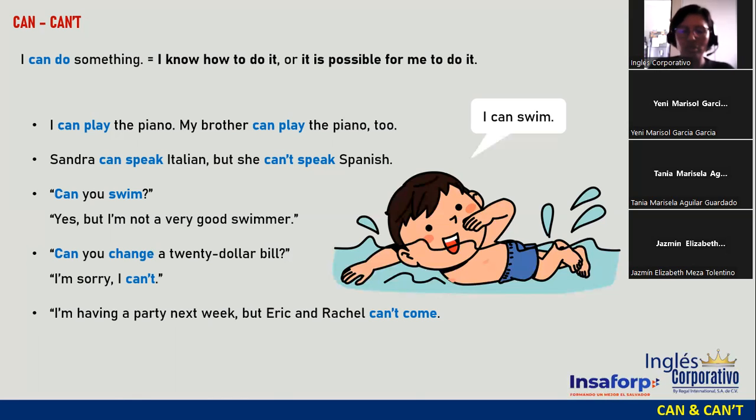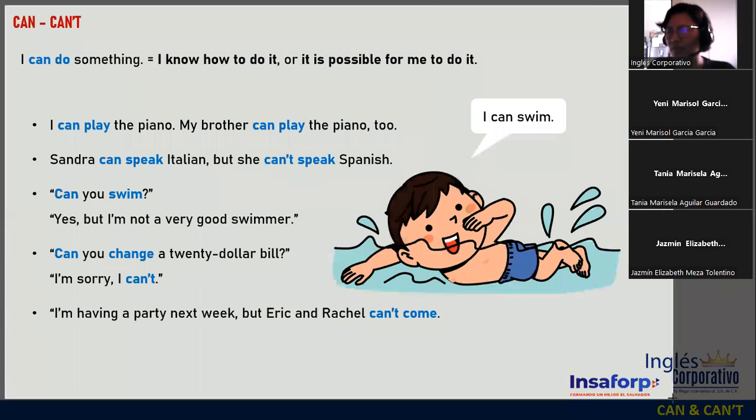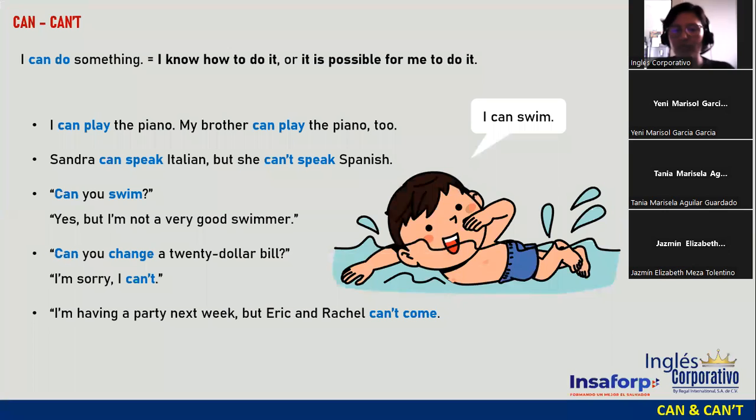So all of those sentences explain or exemplify the information that I was explaining before, right? I can do something. I know how to do it, or it is possible for me to do it. That is whenever I use can for ability, right?